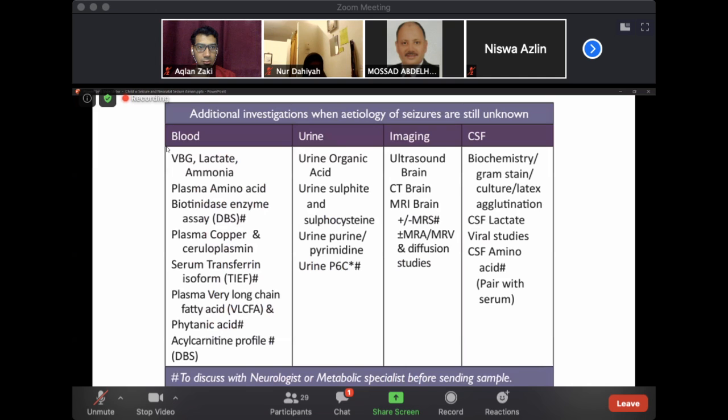Besides the normal investigations that we can do to find the causes of the seizure, there are also additional investigations whenever we can't pinpoint exactly what the etiology of the seizure is. Most of them are tests to rule out metabolic conditions. You can see here so many tests. Notice that the tests with a hashtag are tests that you need to discuss with neurologists or metabolic specialists before sending the sample or doing it on the child.